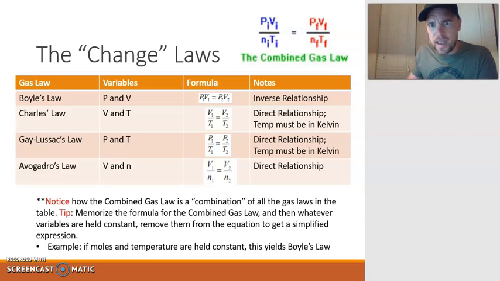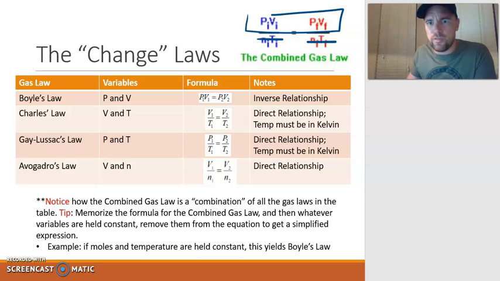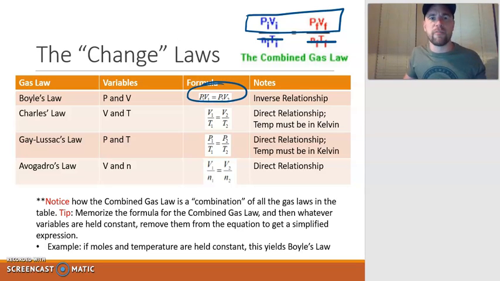So if I were to look at this combined gas law up here and just get rid of number of moles and temperature, notice what you're left with: this simplified version, which is just pressure times volume equals pressure times volume. And that's exactly what you've got right there. So that's what I was saying before. Don't worry about, oh my God, I have to memorize this one and this one and this one. I have to memorize all these equations.